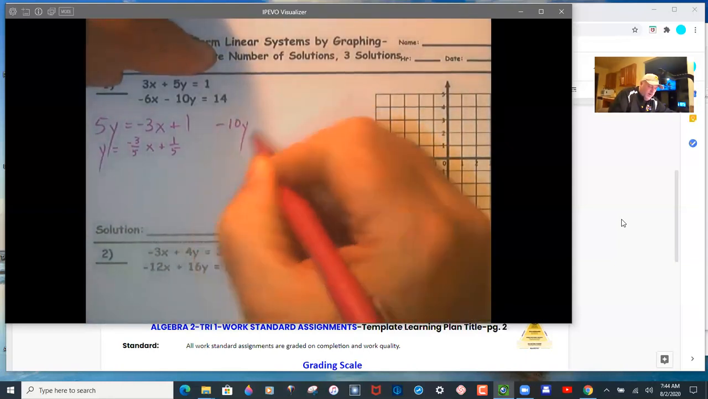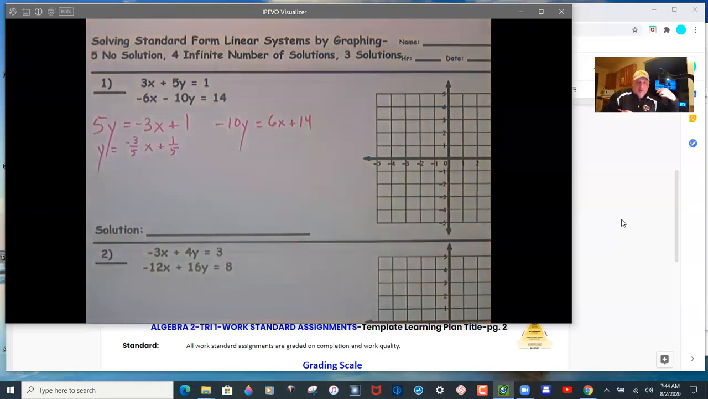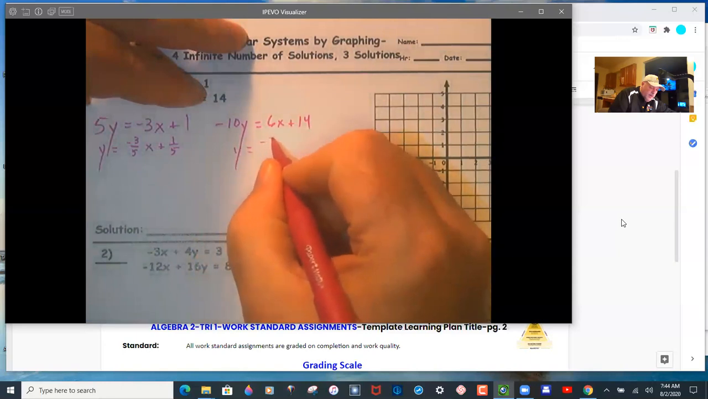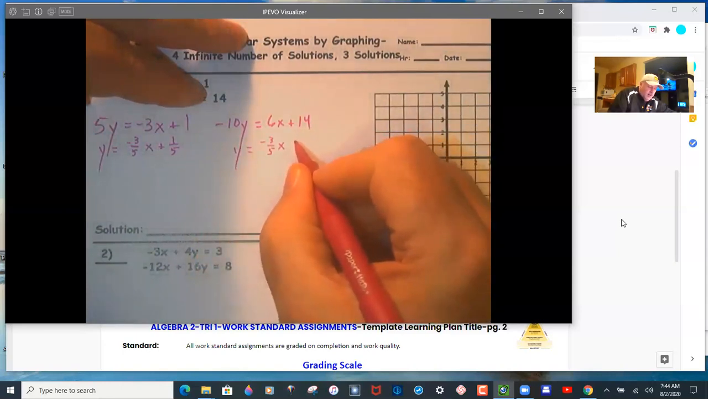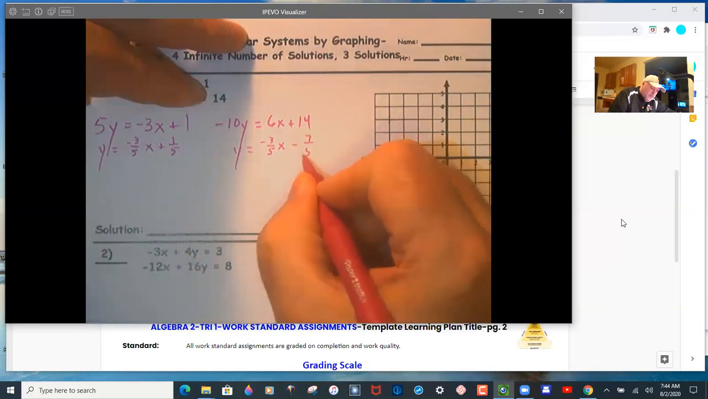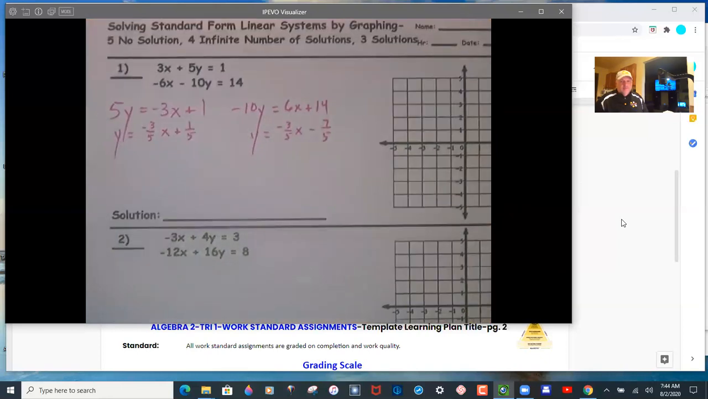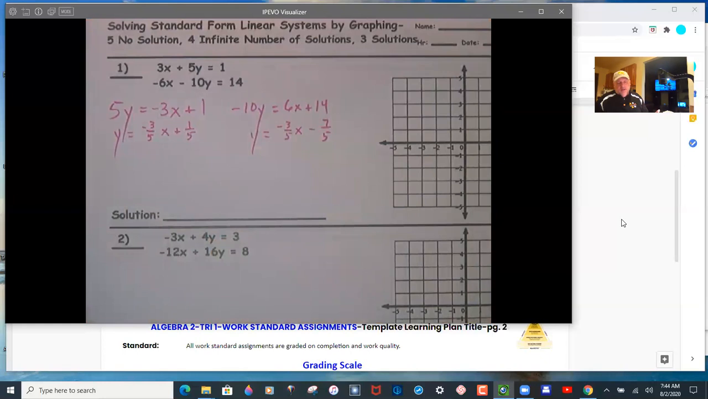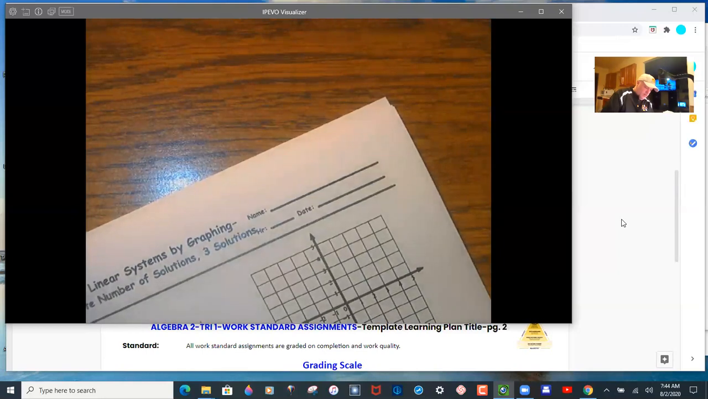And so that involves the manipulation of terms and dividing. So divide by -10, so this will be -3/5. And then 14 over -10, you can reduce that to -7/5. You need to do that first. So you have the same slope, meaning parallel lines, but different y-intercepts. So this is a no solution case.